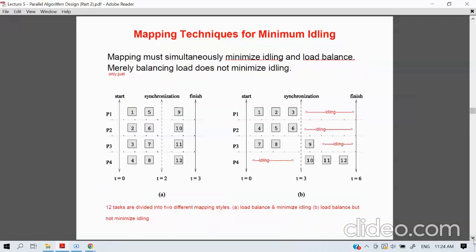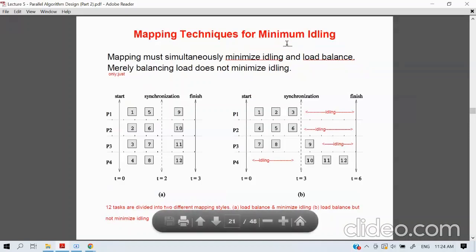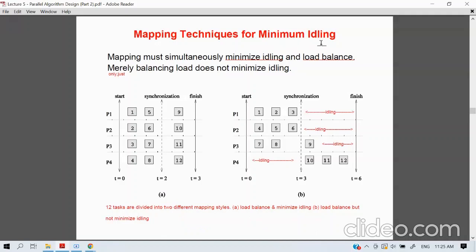Next, mapping techniques for minimum idling. To minimize idling, how do we map the tasks? Mapping must simultaneously minimize idling. So when we do mapping, we have to consider the idling issue and also the load balance. Just balancing load does not minimize idling. Sometimes when we only consider balancing the load, we do not consider minimizing the idle.